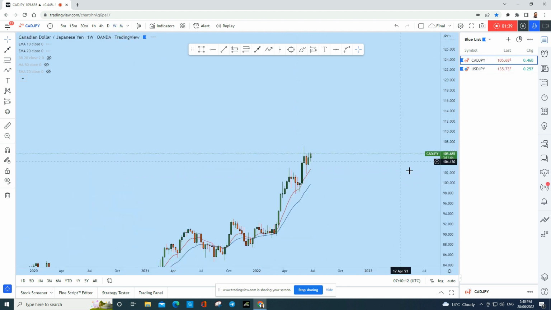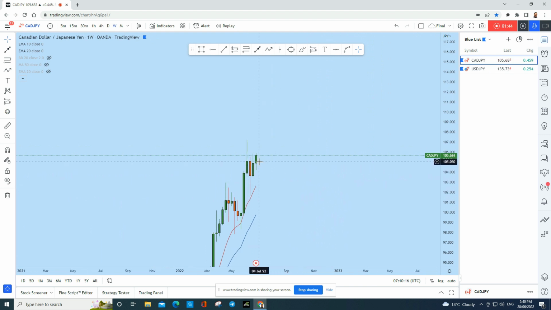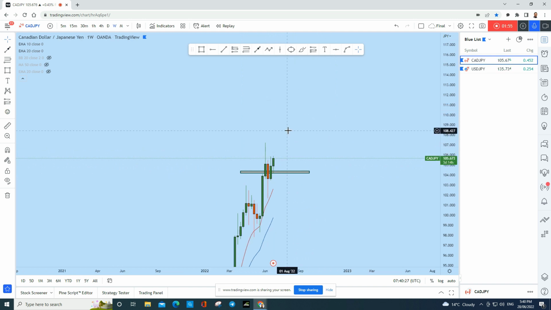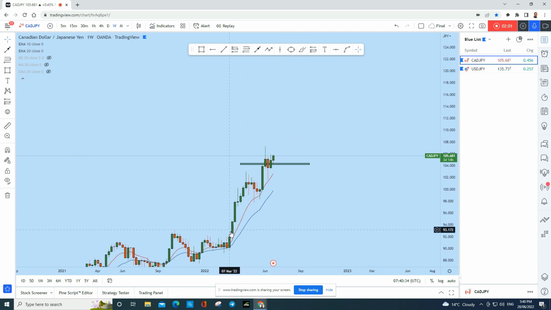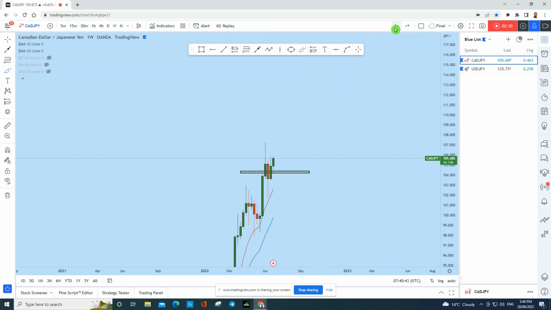Now going to the weekly, after the previous week's bullish candle, the price came down for a retracement to this zone. Now we see the price pushing higher, and I think it will continue to rise until the monthly close. This is an overall uptrending market, with the price creating a series of higher highs and higher lows, and we can expect it to continue to go up.